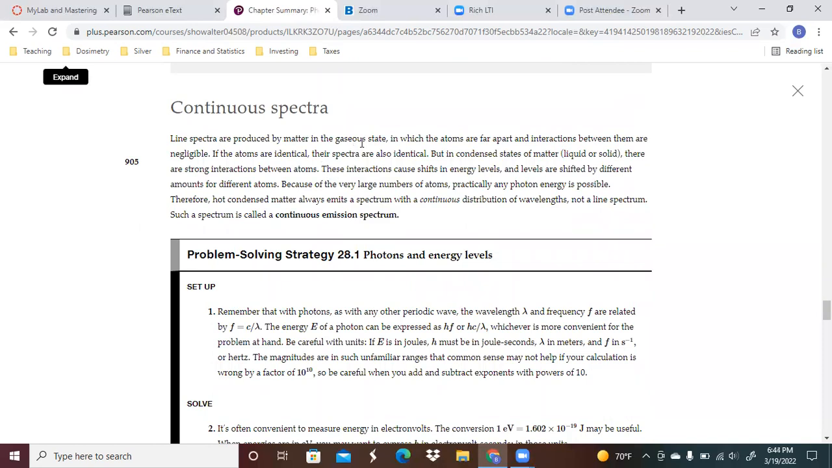Line spectra are produced by matter in the gaseous state in which atoms are far apart and interactions between them are negligible. If the atoms are identical, their spectra are also identical. But in condensed states of matter, there are strong interactions between the atoms. These interactions cause shifts in the energy levels, and levels are shifted by different amounts for different atoms. Because of the very large number of atoms, practically any photon energy is possible. So hot condensed matter always emits a spectrum with a continuous distribution of wavelengths and not a line spectrum. And this is called the continuous emission spectrum.